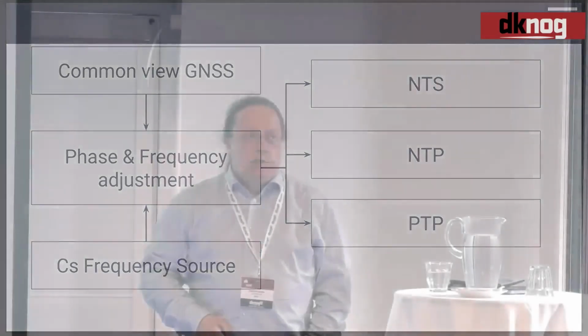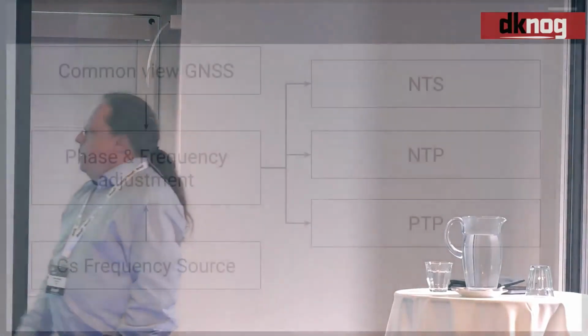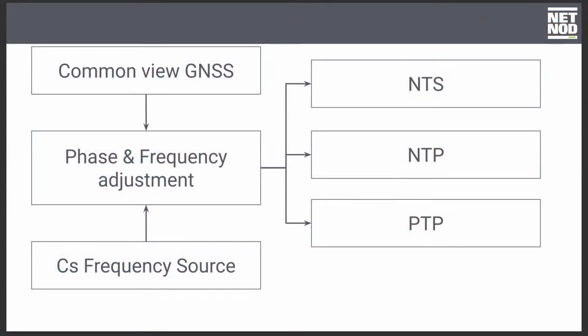We use GPS at the moment, but we are looking at other sources as well, like Galileo. We use a cesium frequency source. We do the adjustment, and then we make the time scale at each of these nodes available with 3 different protocols: NTS, NTP, and PTP. And because these nodes are independent from each other, the time scale that we get as a result of the phase and frequency adjustment is different at each one of the cities where we have nodes.